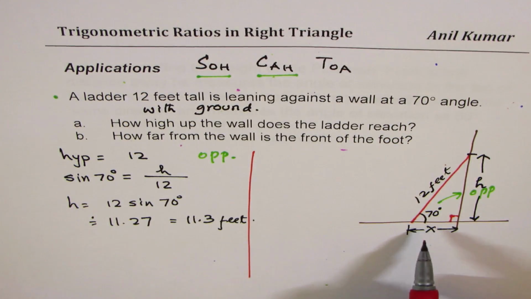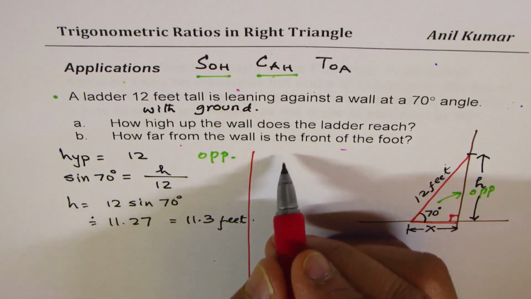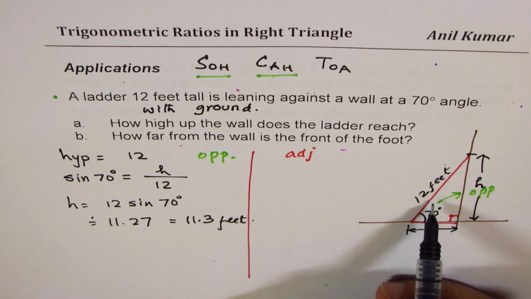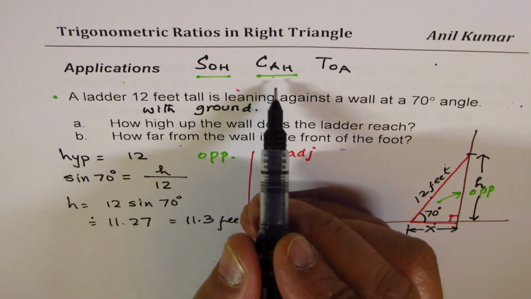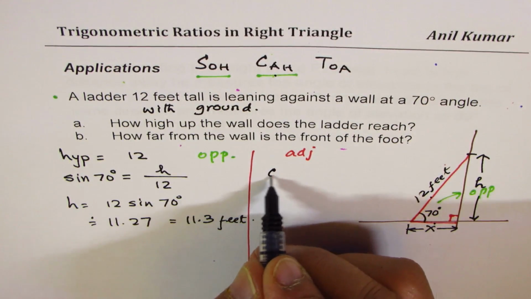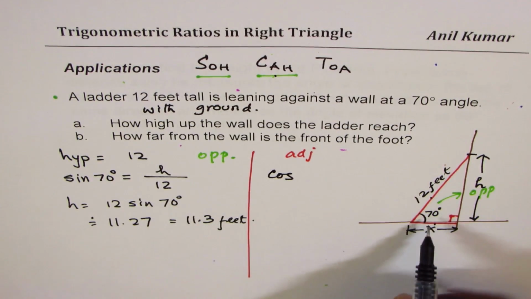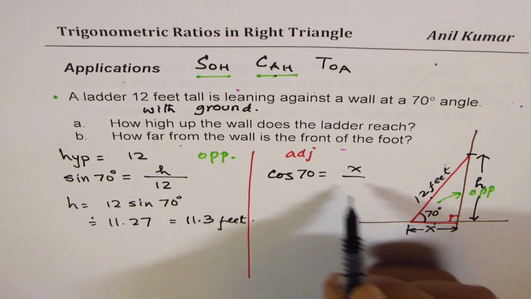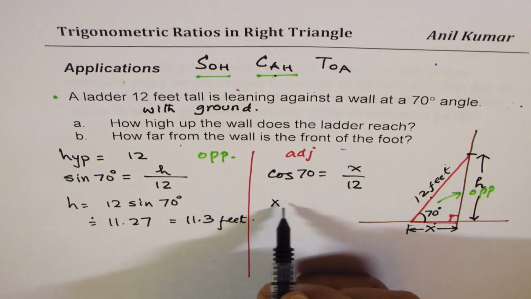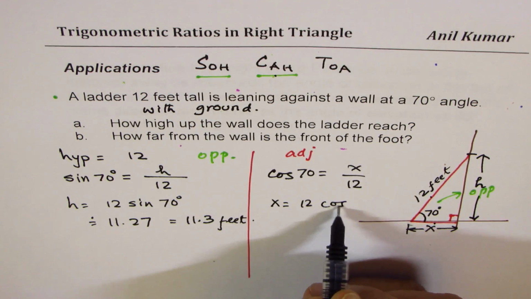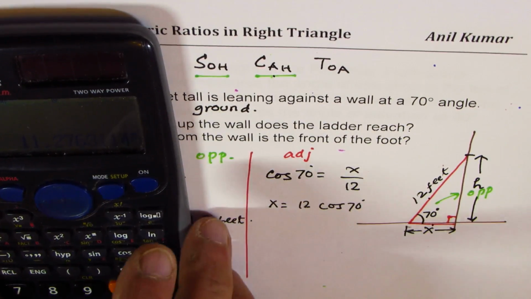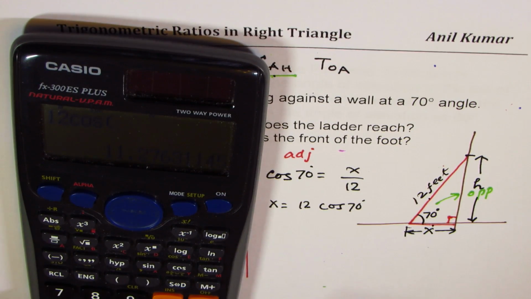Now to find x, this is the adjacent side, right? So we now know it is the adjacent side. Since we are using the hypotenuse and adjacent side, we could use cosine, right? So cosine of 70 degrees is x over 12. So x will be equal to 12 times cos of 70 degrees. Is that okay? So let's calculate this, which is 12 times cos of 70.